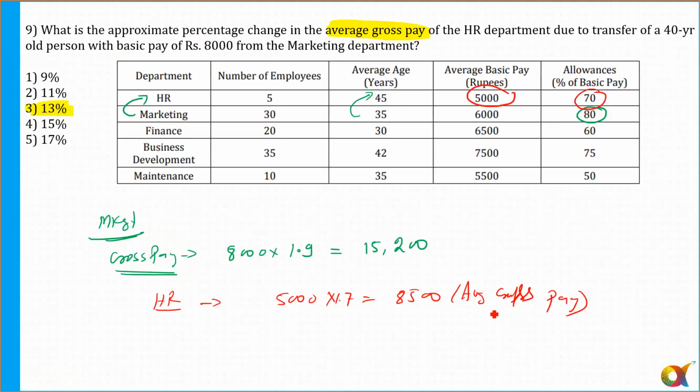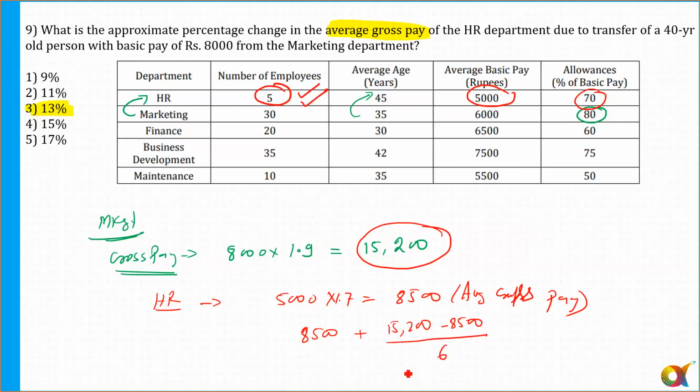Now I need to find out how much it will change. Right now it is 8,500. One person whose average is 15,200 is joining. Either you can use the shortcuts that we have discussed in the classes, or you can say: how much extra is that person bringing with him? That is 15,000 minus 85. This will be distributed now. Initially the number of employees is 5, but with the addition of this person, it is 6. So this extra will be distributed amongst them.